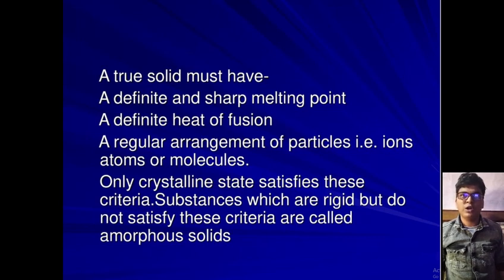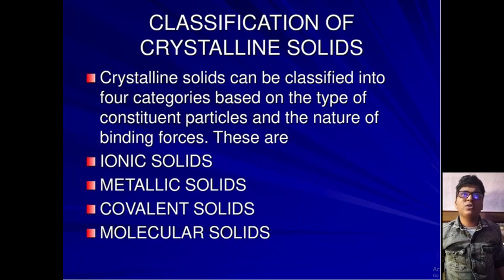Substances which are liquid but do not satisfy these criteria are called amorphous solids. Classification of a crystalline solid. Crystalline solids can be classified into four categories based on the type of particles and the nature of the bonding forces. These are ionic solids, metallic solids, covalent solids, and molecular solids.